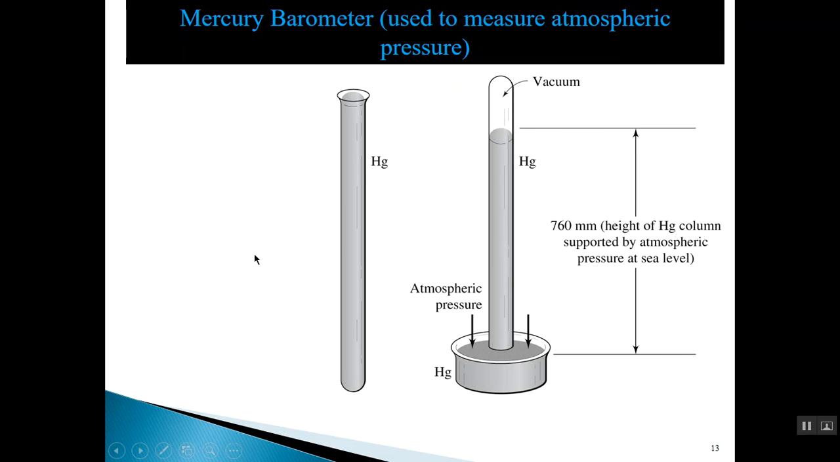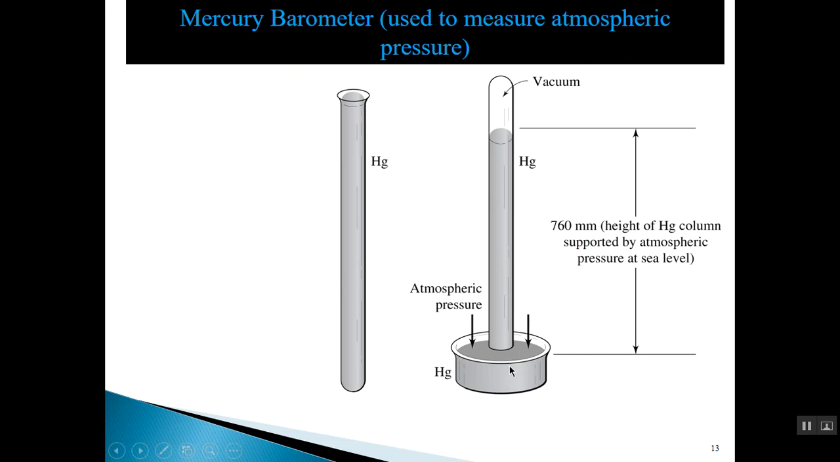Okay, how do we measure pressure? Well, there are a couple of instruments that we use to measure pressure. The one that is shown here on the screen is what is known as the mercury barometer. They have different levels of complexity, but this is the simplest version, and it consists of a tube, which is pretty long, it has to be greater than 760 millimeters. I'll explain why shortly.